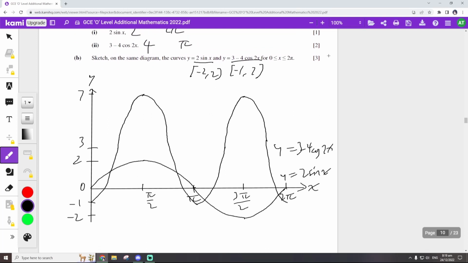And they only gave 3 marks this time, so it shows that they're actually stepping up their game for trigonometric graphs a bit.